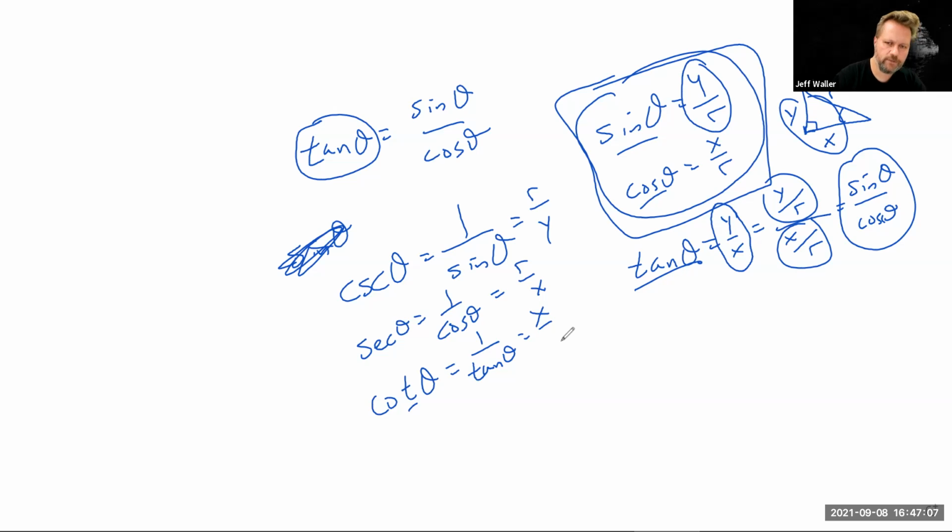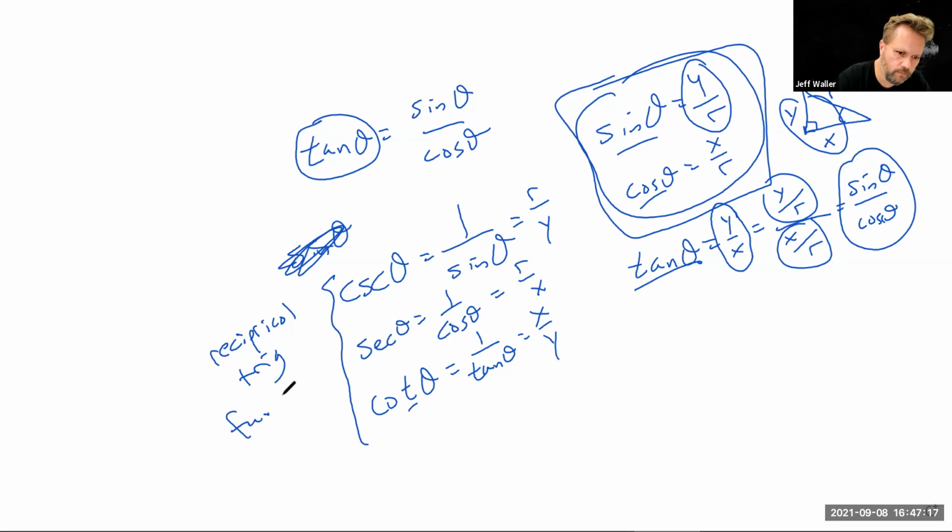X over y. Just the reciprocal of tangent, right? So these are not surprisingly called the reciprocal identities, reciprocal trig functions, because they are just the three main trig functions reciprocated.